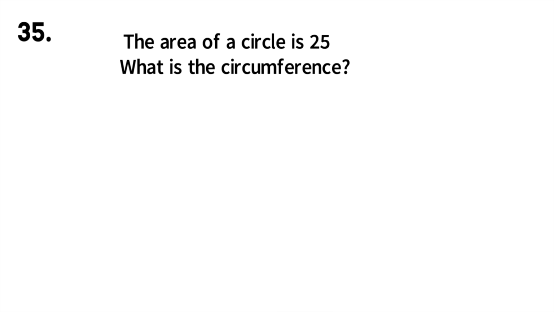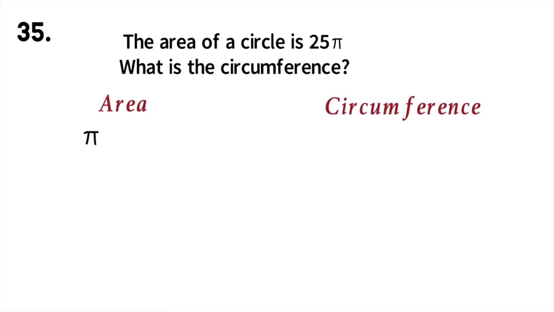The area of a circle is 25 pi. What is the circumference? This is also another common question. Here, you are given either the perimeter, and asked to find the area or vice versa. The most important thing here is knowing or remembering how to use the formula for area and the formula for circumference. The formula for the area of a circle is pi r squared.